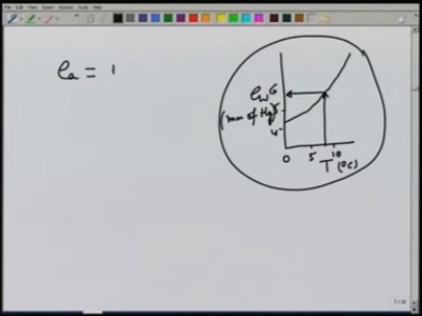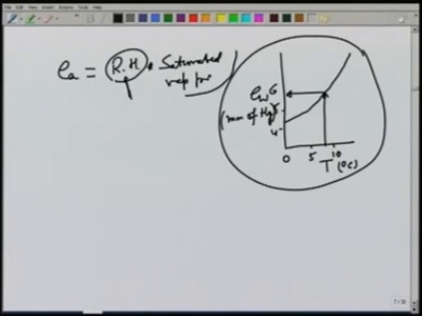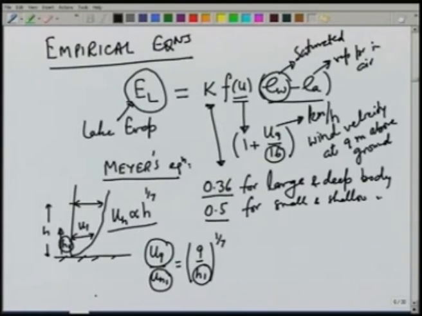And EA would be relative humidity times saturated vapor pressure. Relative humidity measurement is typically done in weather stations, so this will be known to us, and knowing saturated vapor pressure, we can estimate what is the EA, and therefore, in Meyer's equation, we would have all the quantities available to us, which will give us the lake evaporation.